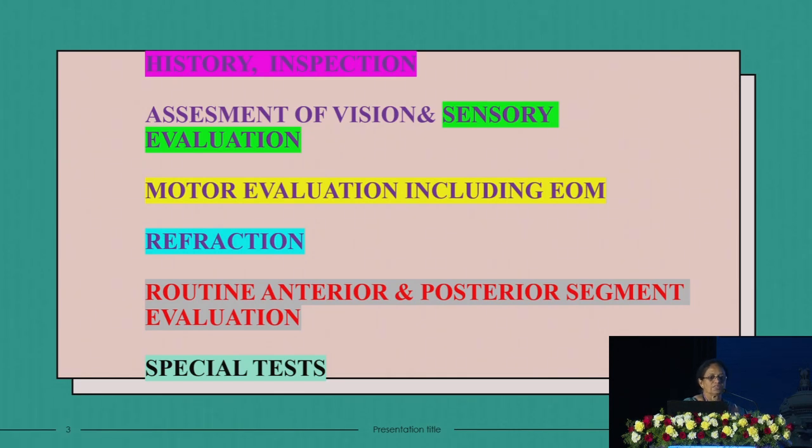Of course, it starts with the history. You have to ask the patient when did it happen, is there any history of neurological deficits, is there any history of trauma, is there family history, like that. It starts with history, then inspection. Then we do vision examination and sensory evaluation first before we do the motor evaluation. Cycloplegic refraction is mandatory. Of course, routine anterior and posterior segment evaluation, and then we'll come to special tests.